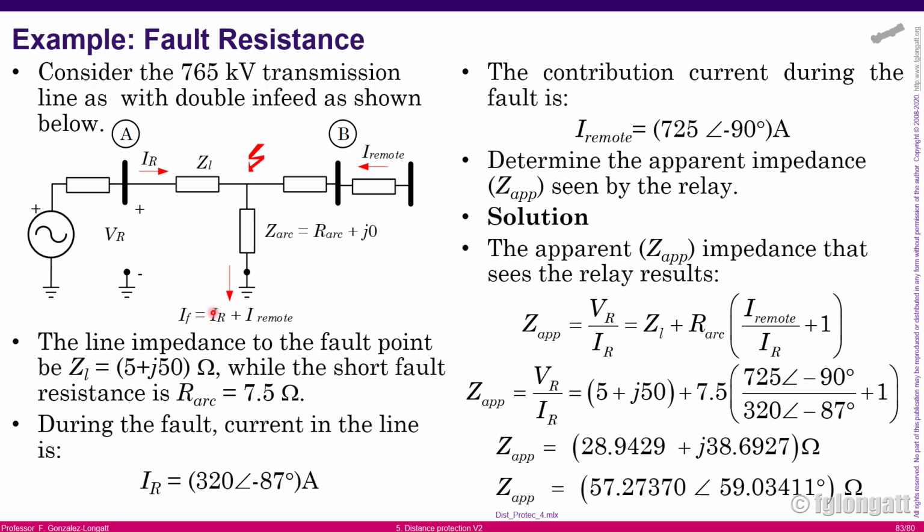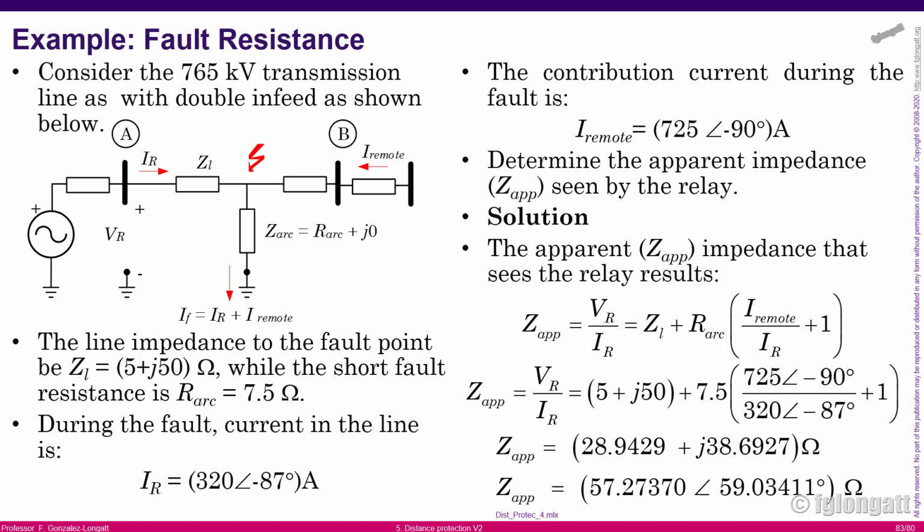During the fault, we know that the resistance is 7.5 ohms here. This is the arc resistance. And there is a current contribution coming from A, and a remote contribution coming from B, okay? We are assuming that this line has multiple infeeds, and here, this is the current 320 at minus 87 amps. That is the current coming from the source. And on the other side, we have 725 at minus 90, okay? And that is the remote contribution, okay? Now, the question is, what is the apparent impedance that this distance relay can see?